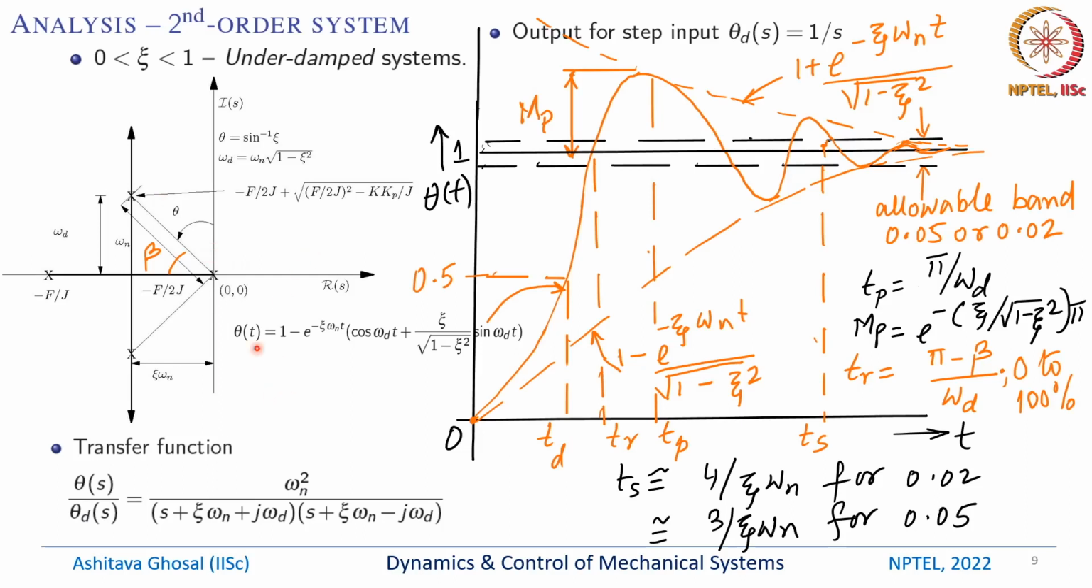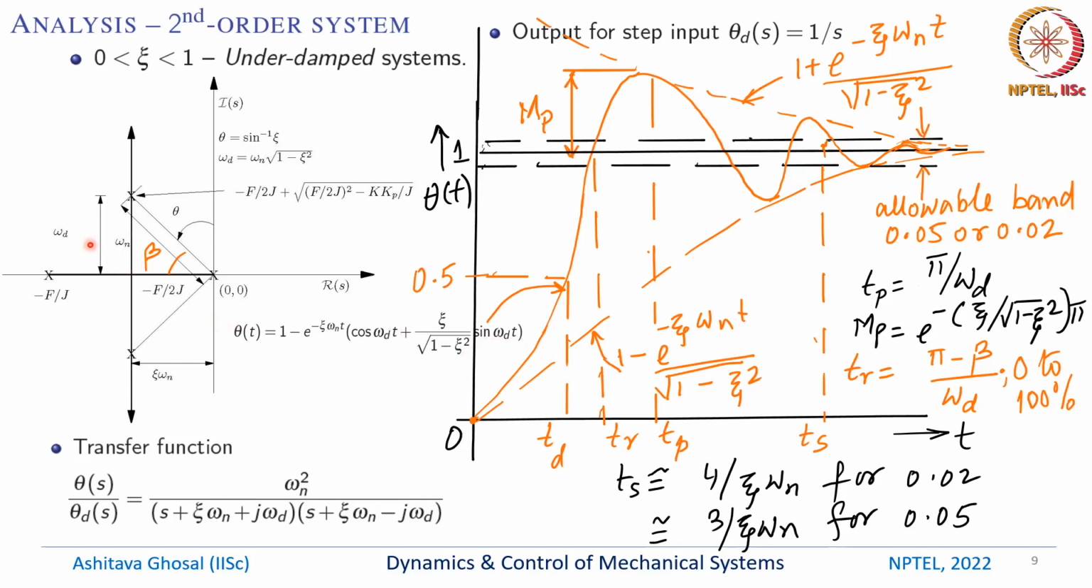We can also find out the expression of theta as a function of time. The expression of theta as a function of time is 1 minus e to the power minus psi omega n t into cos omega d t plus psi divided by square root of 1 minus psi square sine omega d t.